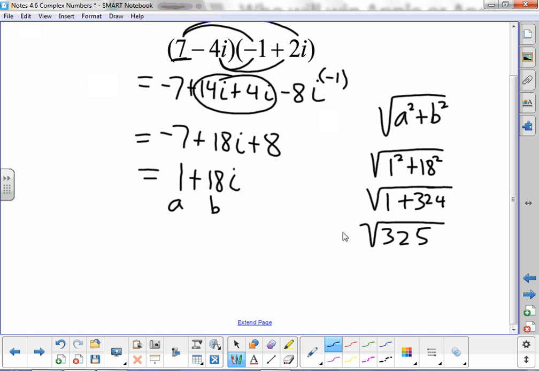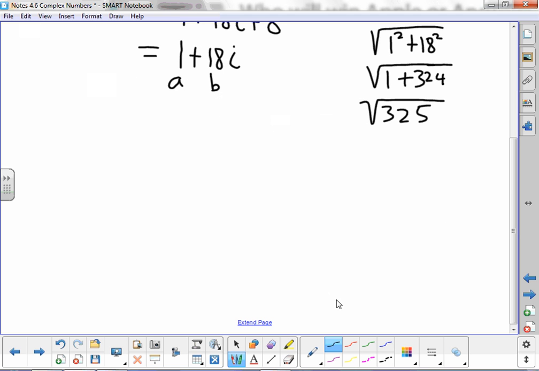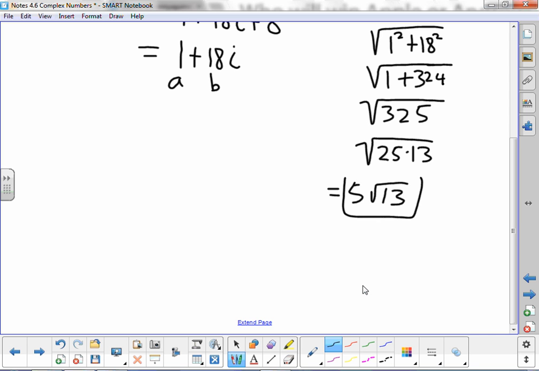Let's see, are there any perfect squares in there? 25. So square root of 25 times, wait a minute, yeah, 25 by 13, is that right? 18 squared is 324, 25 times 13. Okay, and so this is going to be 5 root 13.